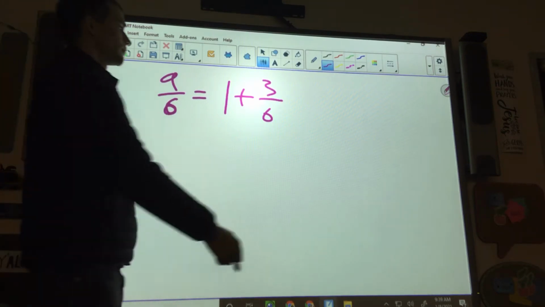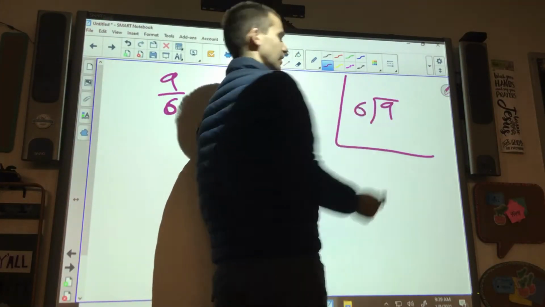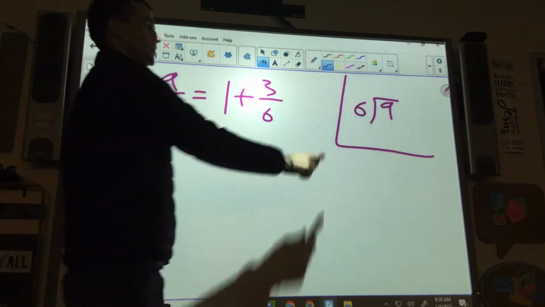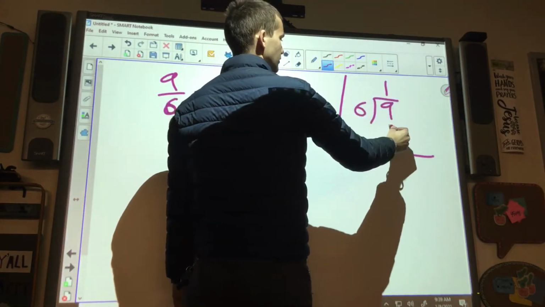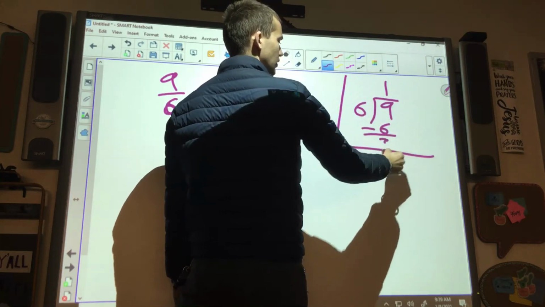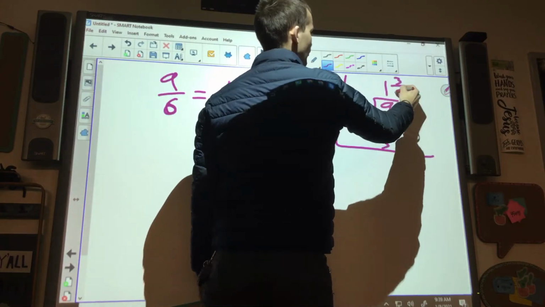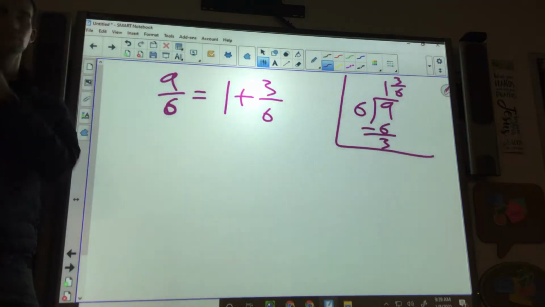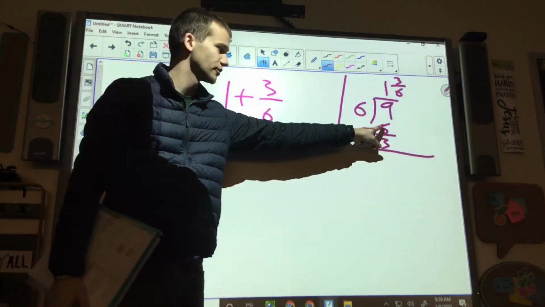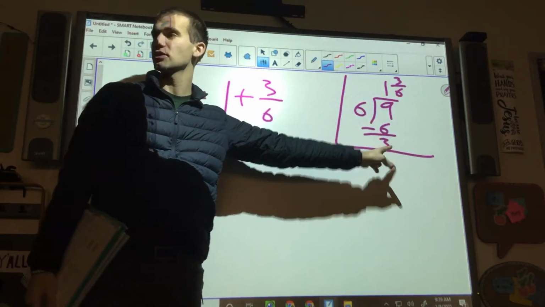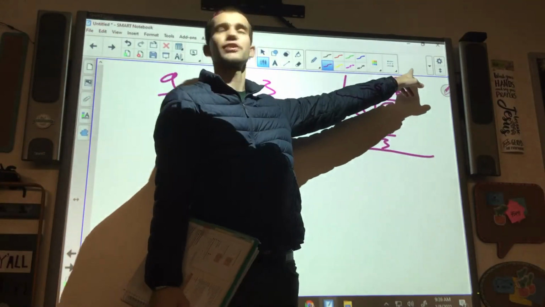Think about it. Guys, remember when we did this? 9 divided by 6. 6 goes into 9 how many times? 6 goes into 9 once. 1 times 6 is 6. Subtract, you get 3. Where did I get the 3? Right here. 9 minus 6 is 3. So you have 3, quote unquote, left over. Remember, leftovers always go on the top here.